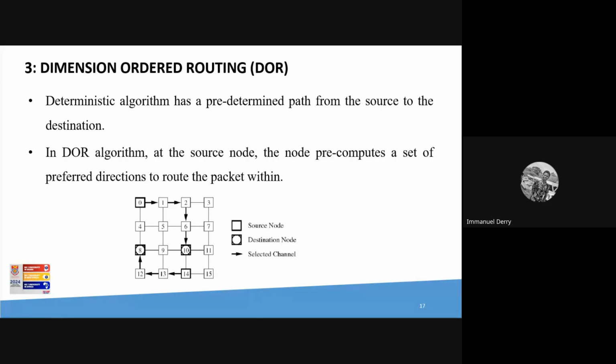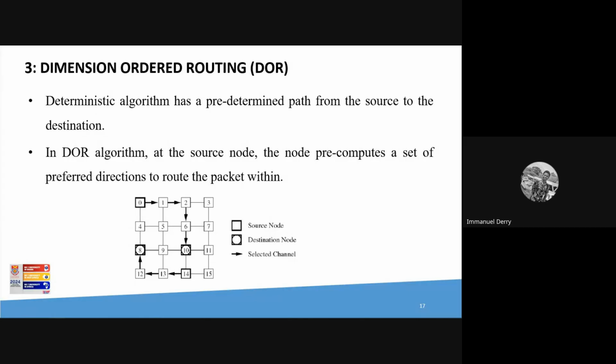All right, so let's move and talk about the dimension ordered routing. And as I said earlier, there's no back and forth in this particular routing order, right? There's no back and forth. So it basically means that you have to route in one direction. When you are done, then you can also move to the other direction as well.